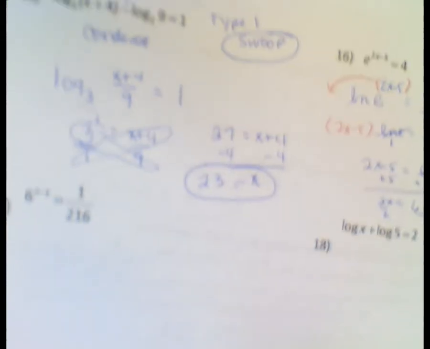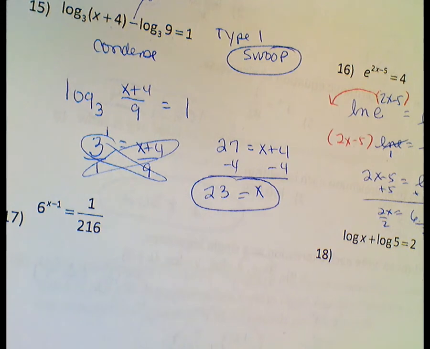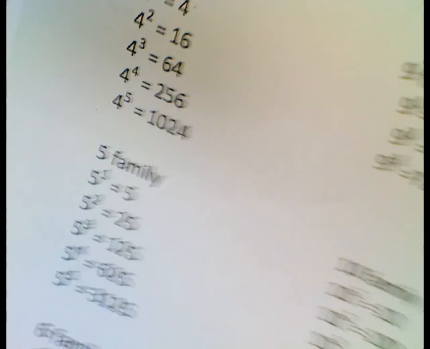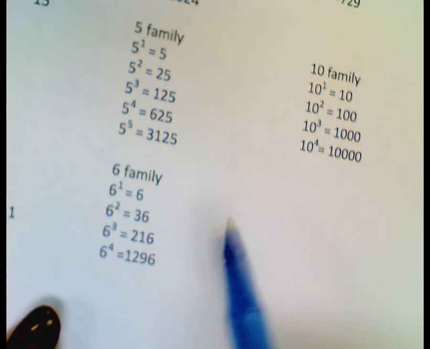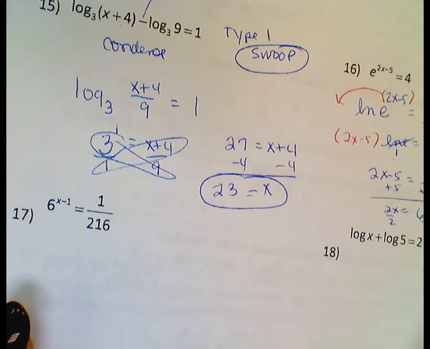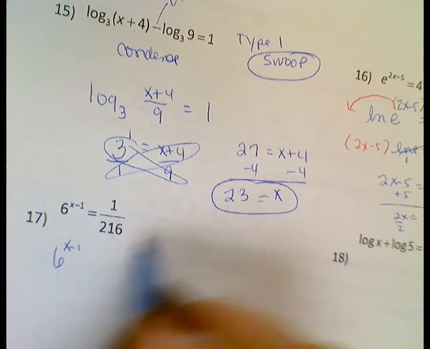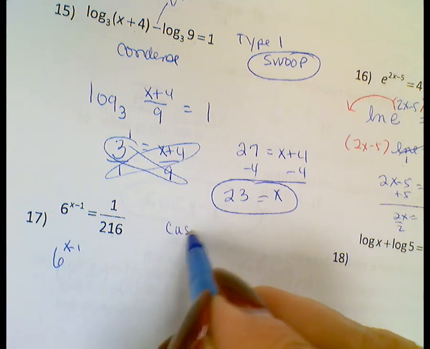All right, this one. Get your family paper out. I need to get my family paper so you guys can see. This might be one of the ones that you can get to be the same base. Sometimes you're not sure if you can. You look at the 6 family. If you look at the 6 family, do you see the 216? It's in there, 6 cubed. So that 216, this is going to be case 3 from the front.